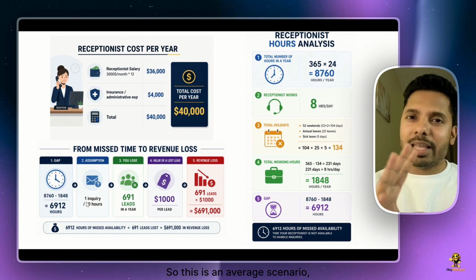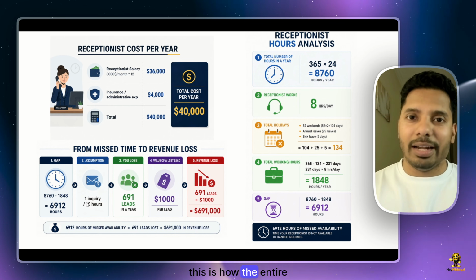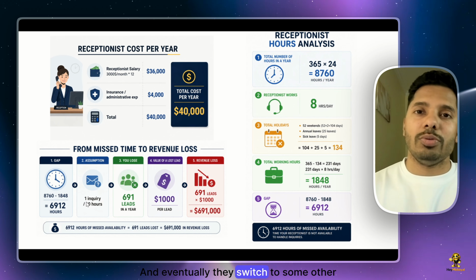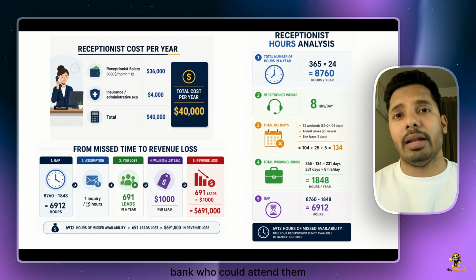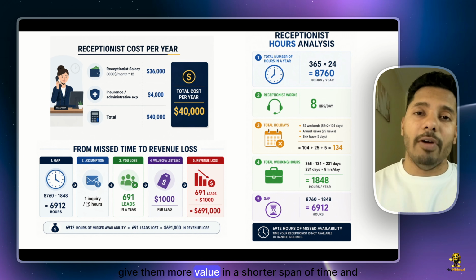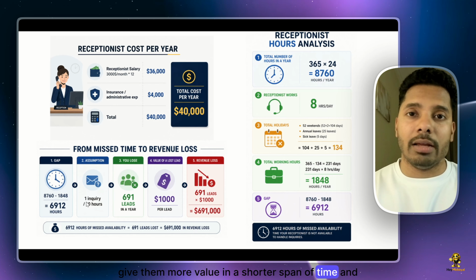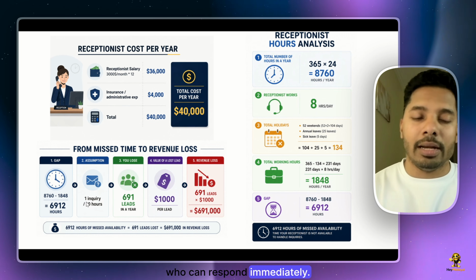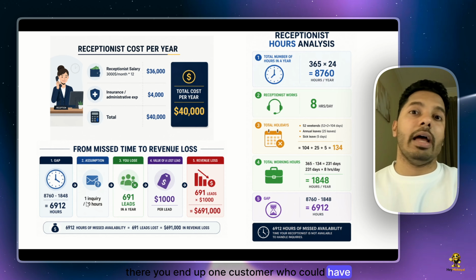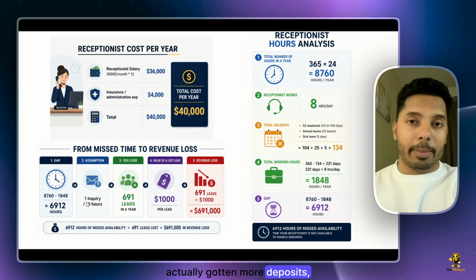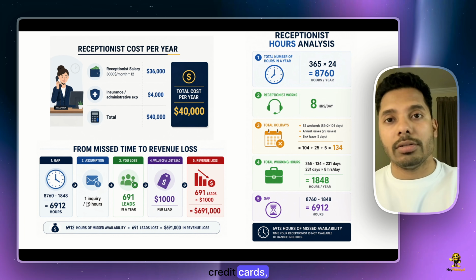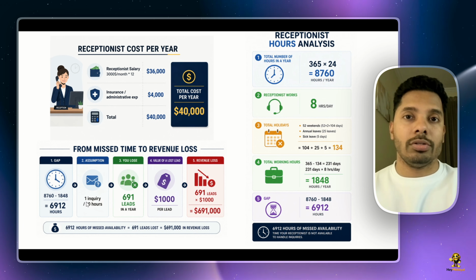So this is an average scenario. This is how the entire customer journey happens, and eventually they switch to some other bank who could attend to them quicker, who could give them more value in a shorter span of time, and who can respond immediately. So there you end up losing one customer who could have actually given you more deposits, from whom you could have gotten credit cards, from whom you could have got loans.